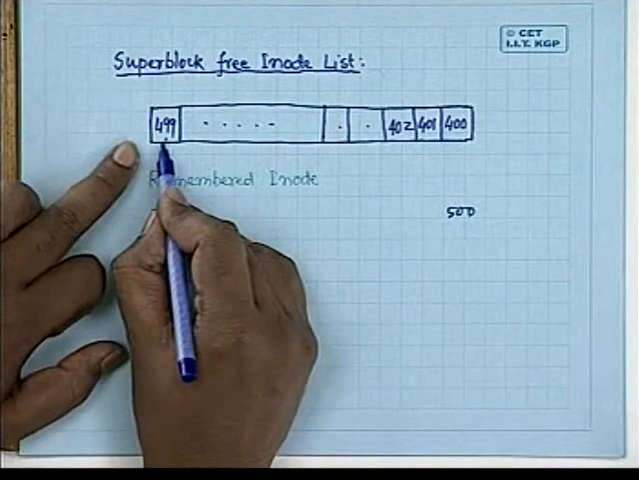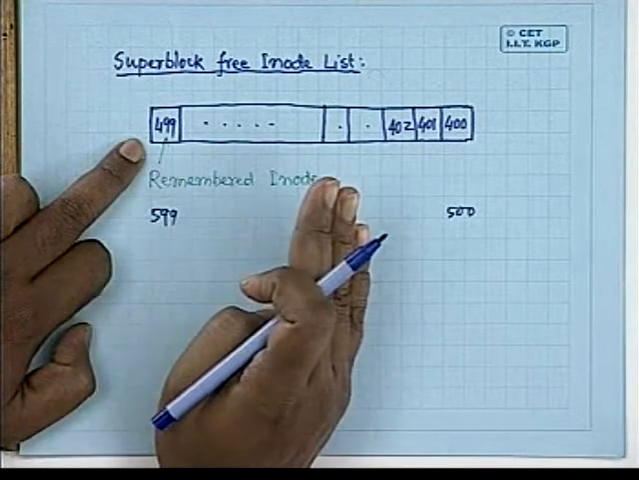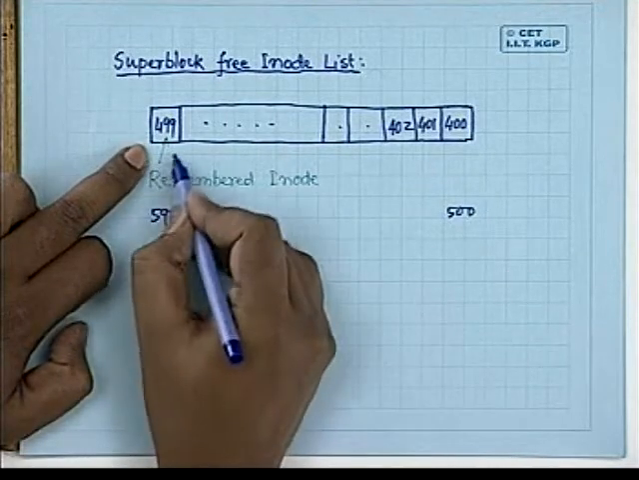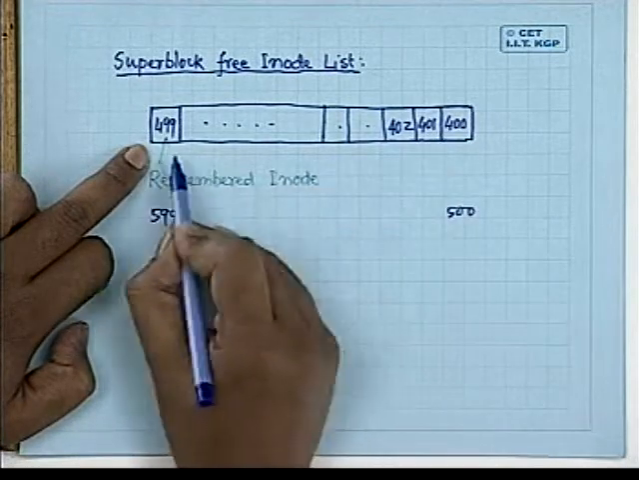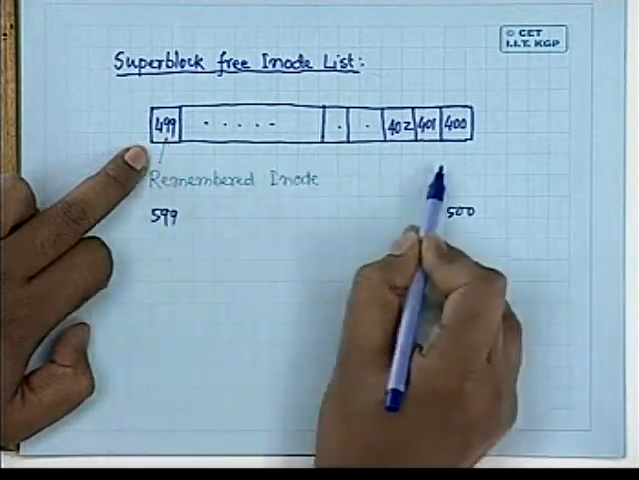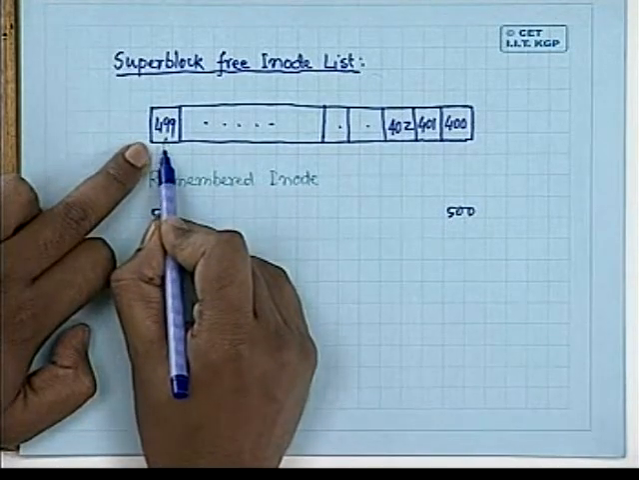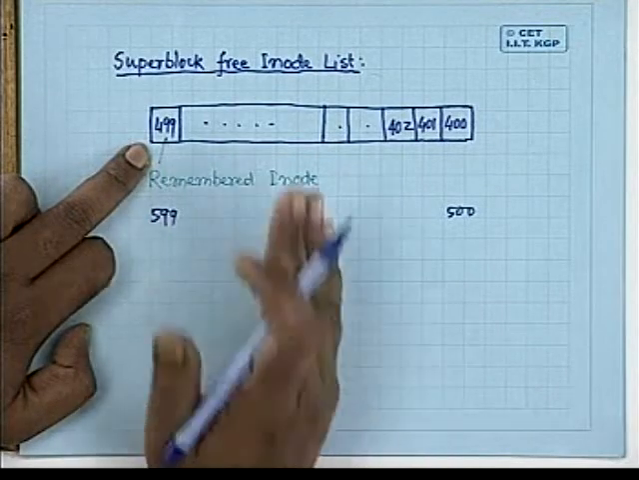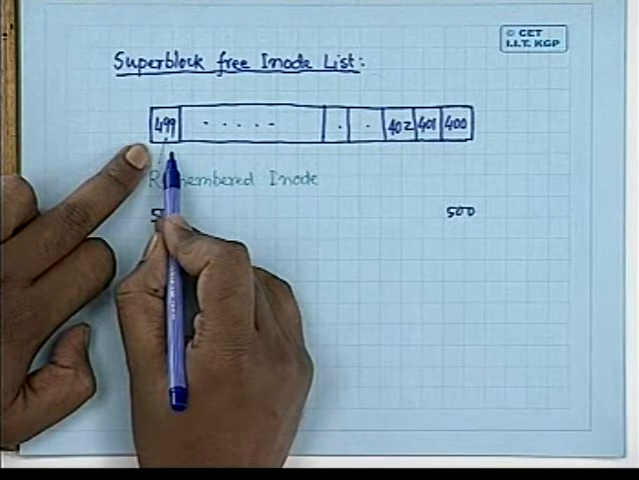Okay. So because this one, the highest numbered inode, gives you an indication of where you will get unallocated inodes on the file system, this is called a remembered inode. So whenever, while getting a new inode, the kernel finds that the superblock free inode list is empty, it will immediately recall what was the remembered inode. Okay. And searching for free inodes will start from the remembered inode location.